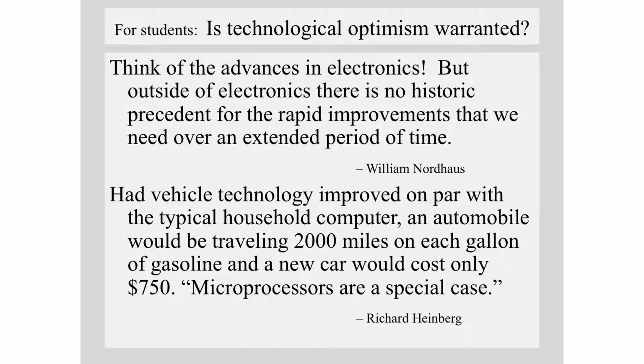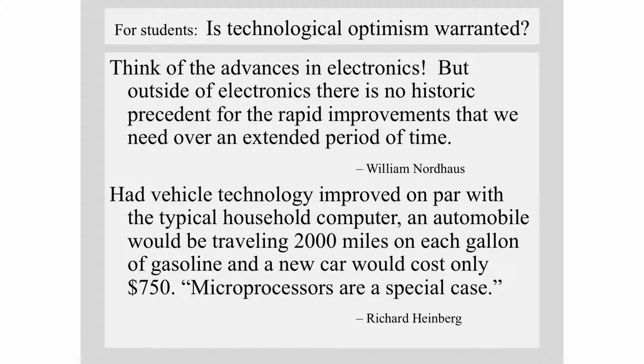So some people are undeterred by that. They believe that technology will save us, and I've had people pick up their cell phone and say to me, just look at what this thing can do. Technology is just unlimited in what it can do for us. William Nordhaus is a noted climate economist from Yale, and he answered this issue of what about electronics? And he said, but outside of electronics, there is no historic precedent for the rapid improvements that we need over an extended period of time.